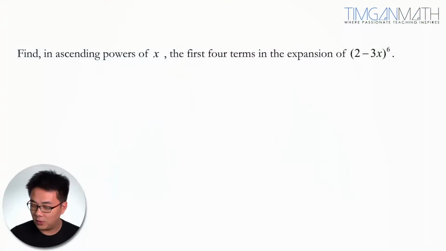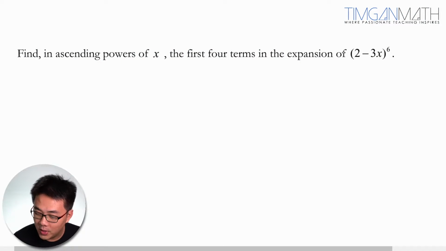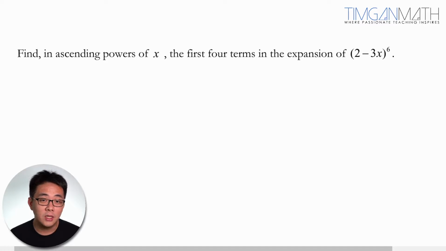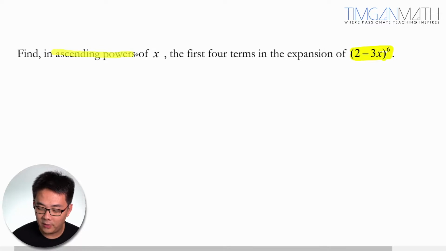Hi students, let's look at this question here, which is on the expansion of expression using the binomial theorem. You are told to expand this expression in ascending power of x, and you're asked to find the first four terms using the binomial theorem. So let's look at how we can solve this properly.